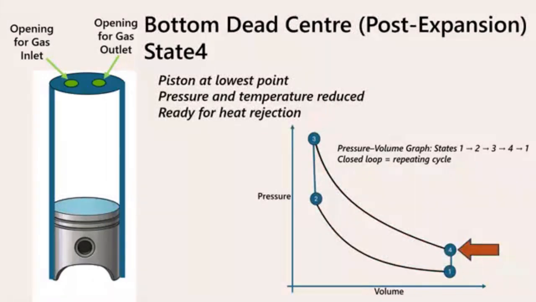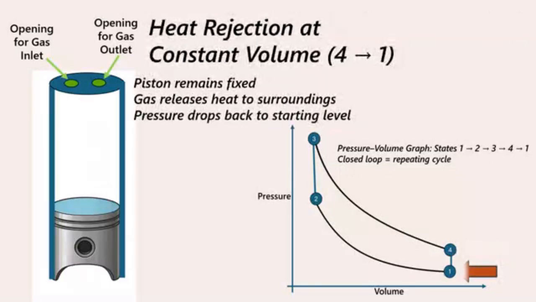Stage 4. The piston returns to bottom dead center. The gas expanded and cooled. Finally, the heat is rejected at constant volume while the piston remains stationary. The gas pressure decreases, returning the system to state 1 and completing the cycle.